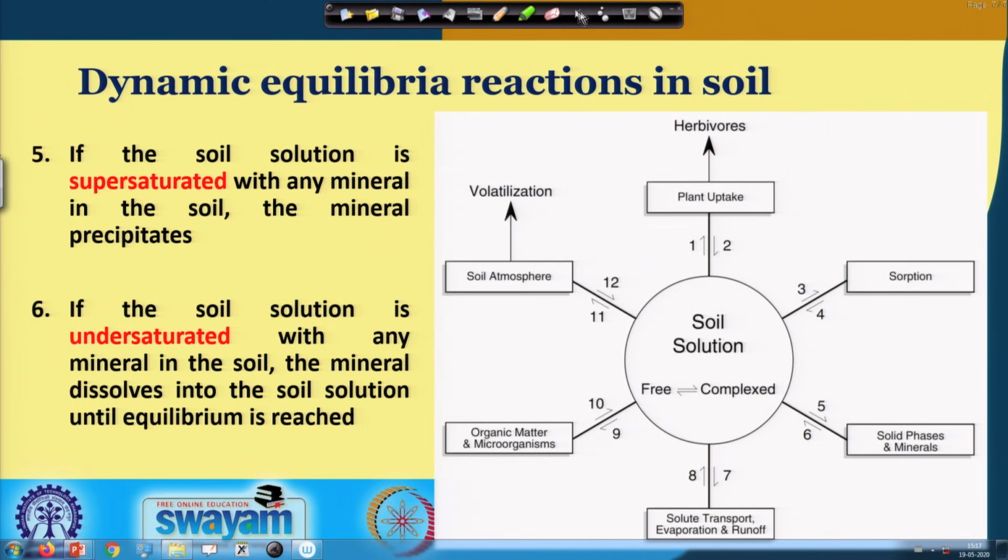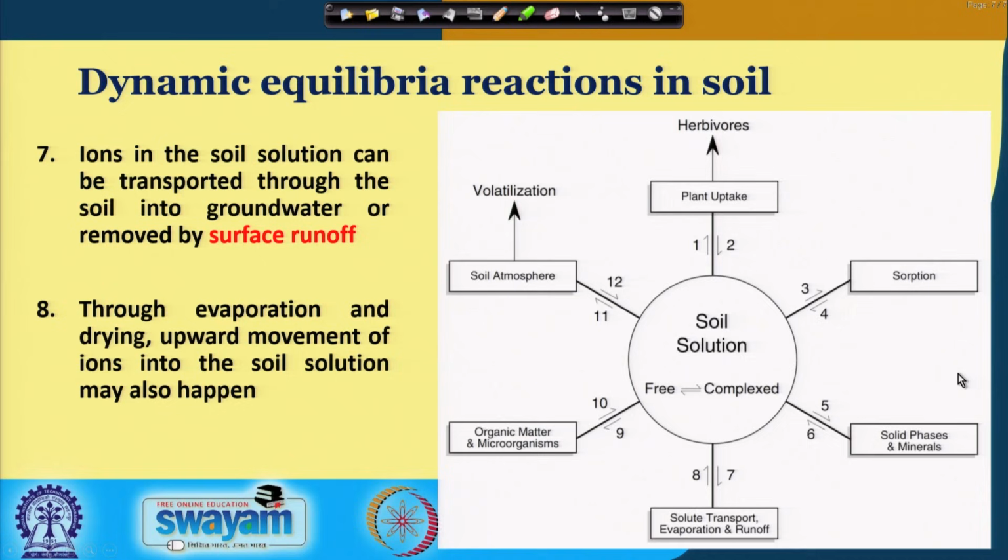Now, so the first 6 pathways we have discussed. Now, 7 says that ions in the soil solution can be transported through the soil into groundwater or removed by surface runoff. So, the ions can move directly to the groundwater through solute transport, and also they can be removed through surface runoff, and reversibly, through evaporation and drying, the upward movement of ions into the soil solution may also happen through pathway 8.